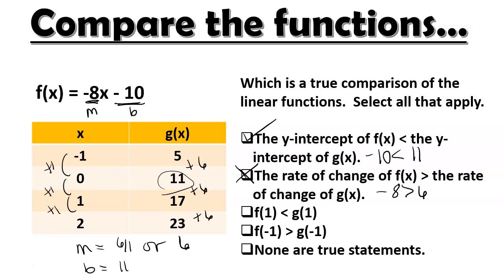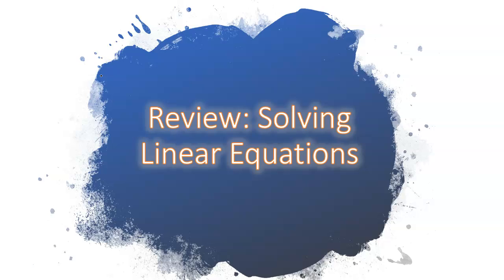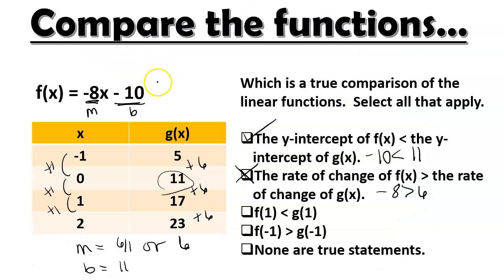F of 1 is less than g of 1. This time to find f of 1, I've got to plug in. So f of 1 is negative 8 times 1 minus 10. Negative 8 times 1 is negative 8, minus 10. Same signs, so we add: 8 plus 10 is 18, and we keep that sign.